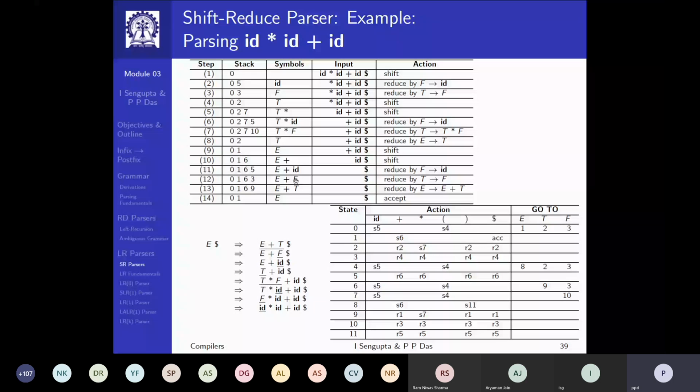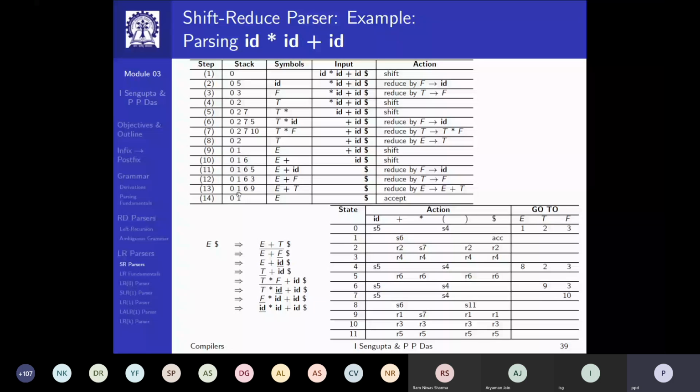F is removed. 1 symbol is removed, replaced by T. 1 state is removed. I get 6. Now I have 6T. 6T is 9. So 9 comes in. In state 9, I have dollar, which is R1. I'm in this sentential form. So I reduce by E producing E plus T. So I remove 3 symbols E plus T.